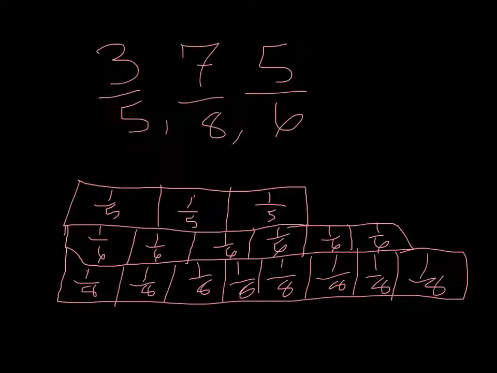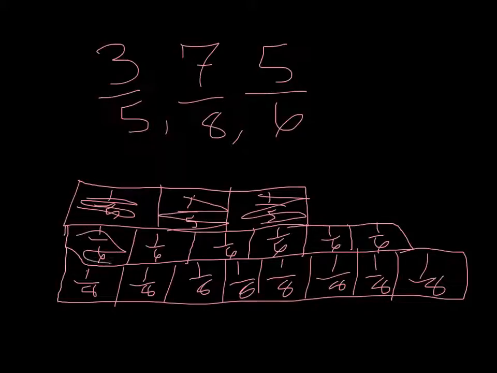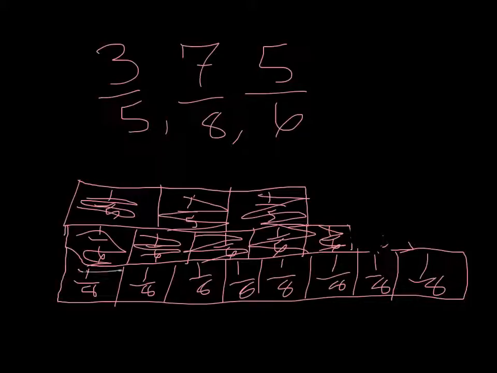Okay. Now you see these, and we have 3/5. So we got color 3/5 in. And 5/6. So we got color 5 of them in. 1, 2, 3, 4, 5. I have to erase one. And we got color inside. 1, 2, 3, 4, 5, 6, 7.